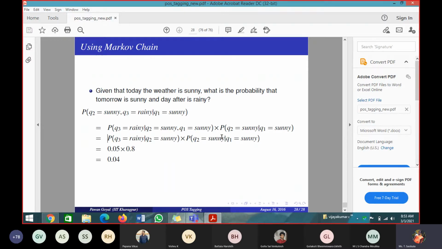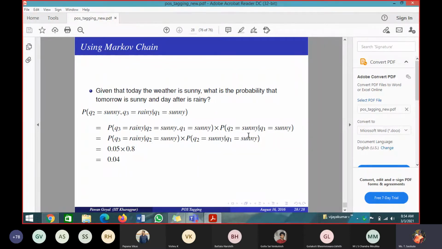Given today is sunny, what is the probability that tomorrow is sunny? And tomorrow is sunny, Q2 is sunny. So how do tomorrow and day after tomorrow work? So three things, right? What are the three things? Today Q1 depends upon Q2, and tomorrow Q2 depends upon Q3. Okay, that is, day after tomorrow Q3 depends upon Q2, tomorrow Q2 depends upon today Q1.